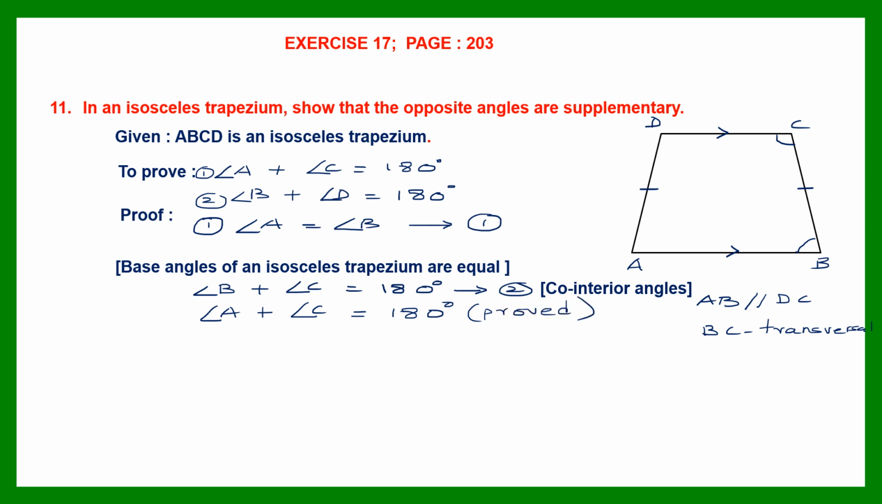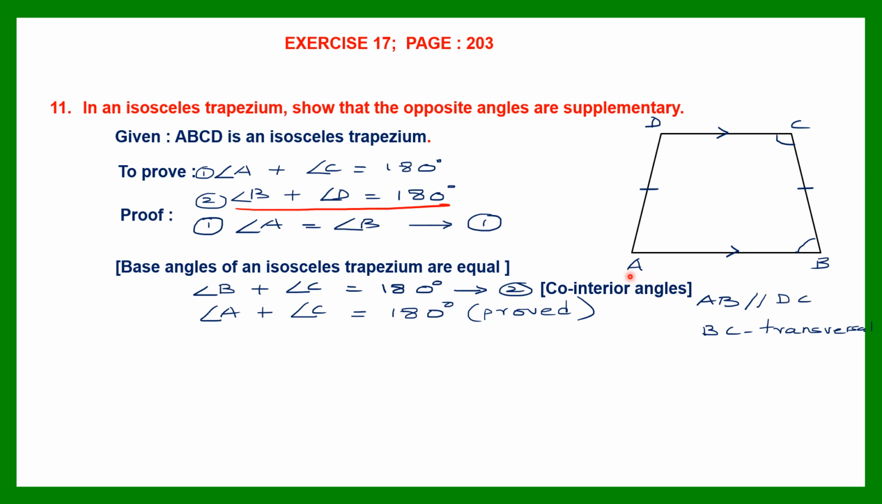Now let's look at the next one. So what do we have to prove next? We have to prove that angle B plus angle D is 180 degrees. Now angle B is here and angle D is here. They are opposite angles, isn't it? That's the second proof, that the opposite angles are supplementary. So to prove that, again, let's consider the two parallel lines. AB and DC are parallel lines, we already said.